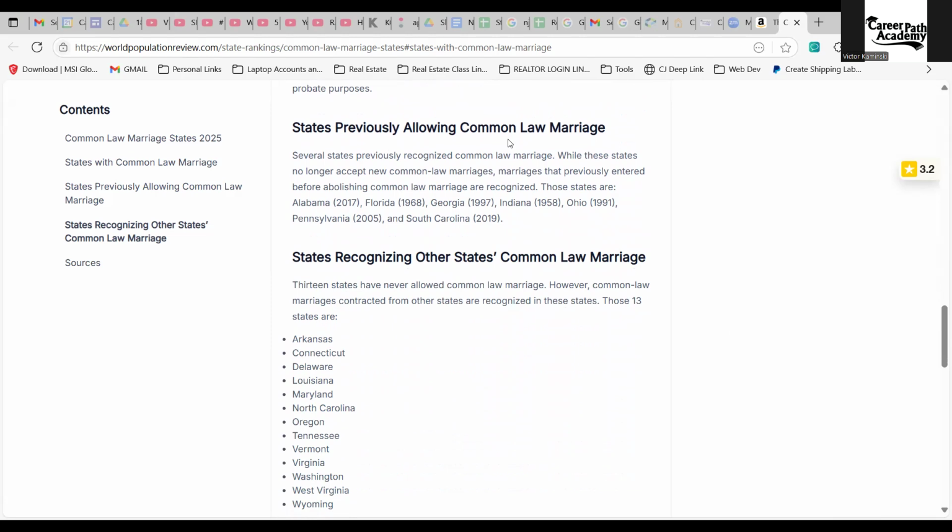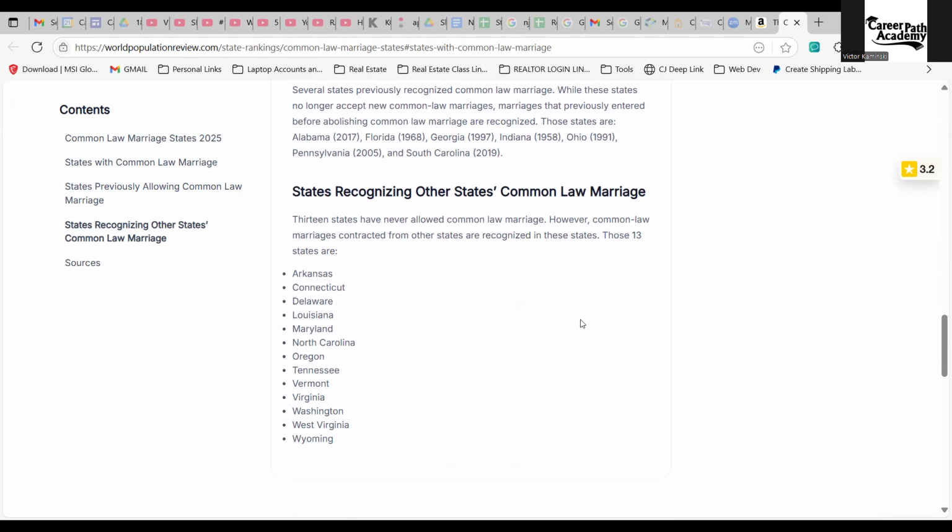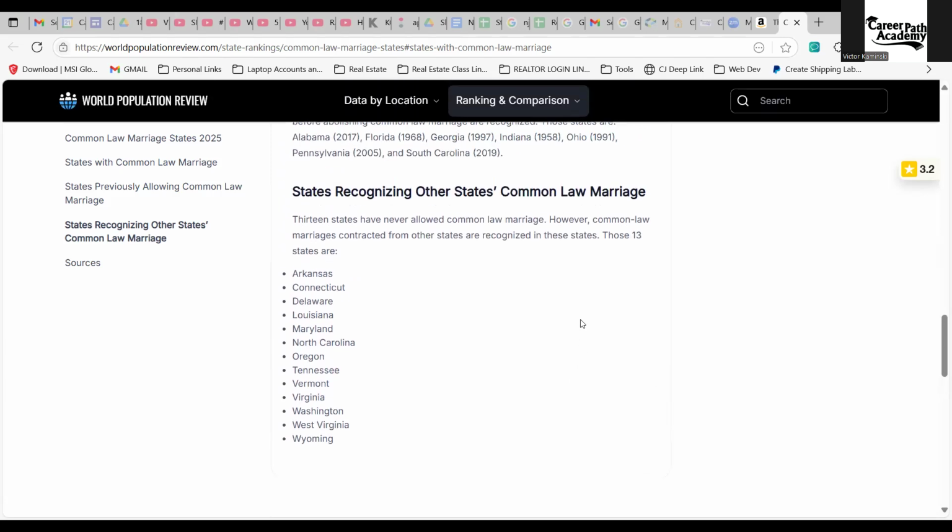So these are states that previously allowed common law marriage but no longer do. Alabama got rid of it in 2017, Florida in 1968, Georgia 1997, Indiana 1958, Ohio 1991, Pennsylvania 2005, and South Carolina 2019. Although they may still recognize other states' common law marriage, they no longer have it. These are the states that recognize other states' common law marriage.